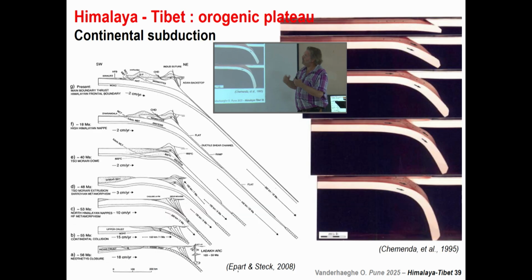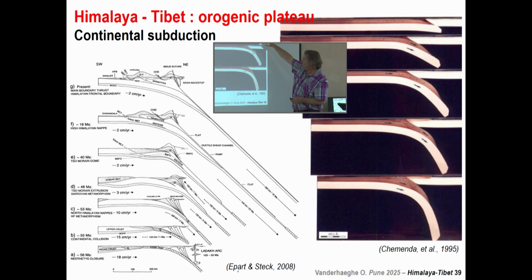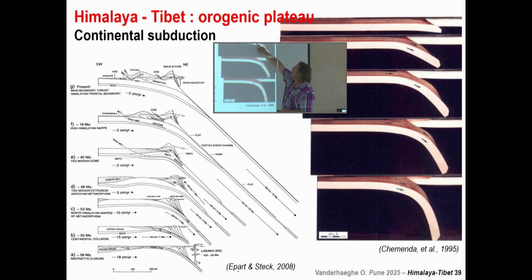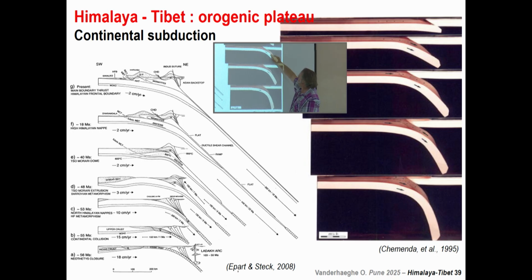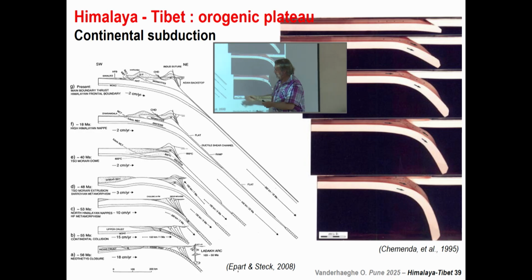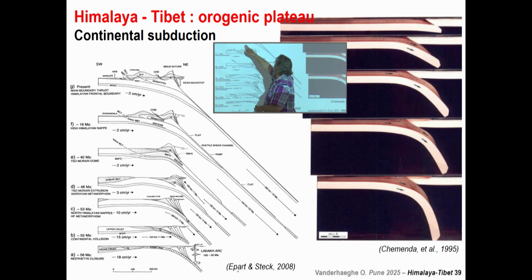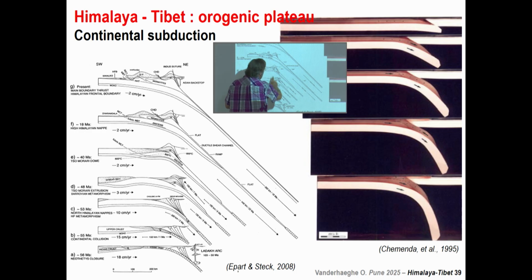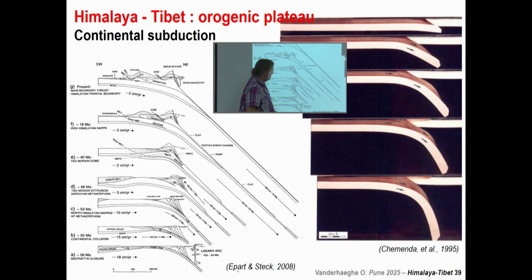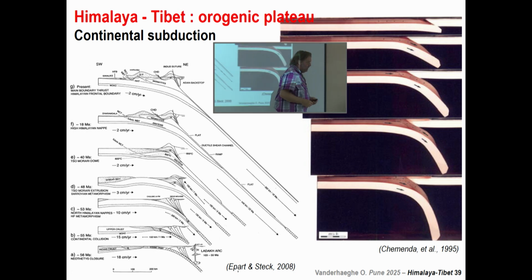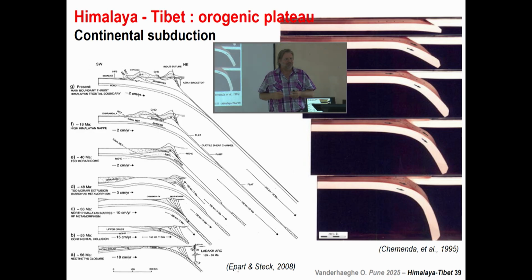So people moved to other types of models, the ones that I showed you yesterday, the Chemenda model, where rocks can be dragged with the lithospheric mantle down to 100 kilometers, mantle depth, and then decouple and move back to the surface. That's represented here in that section of Epard and Steck 2008, where the Tsomorari went down to 100 kilometers and went up. So it changes scale, huh? It goes from 50 to 100.